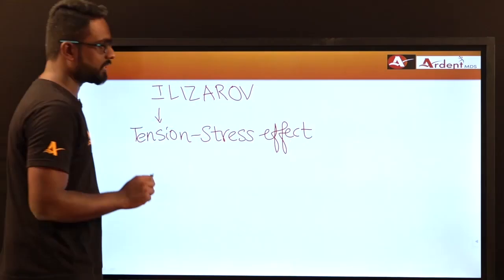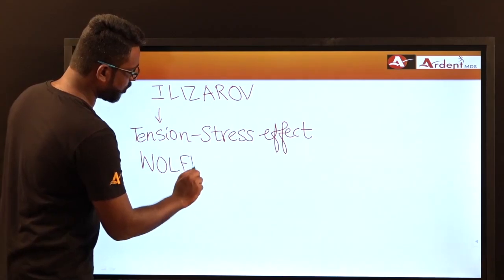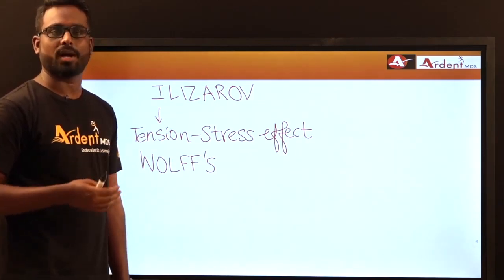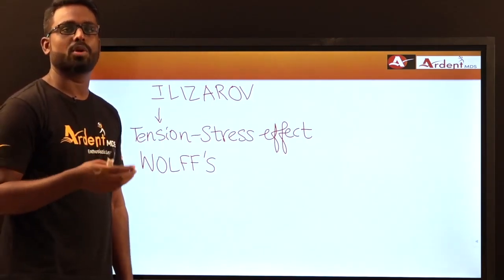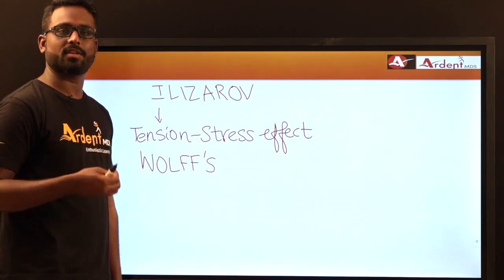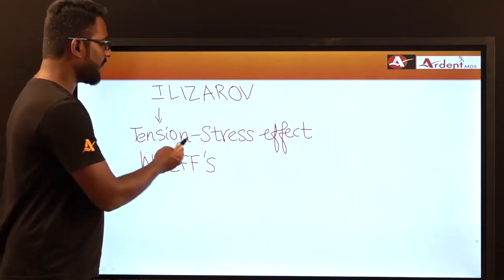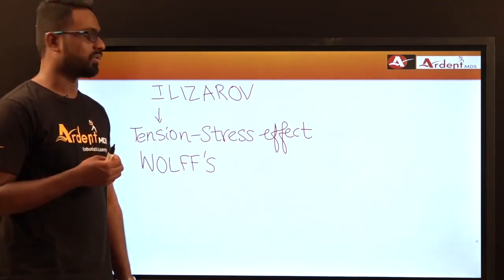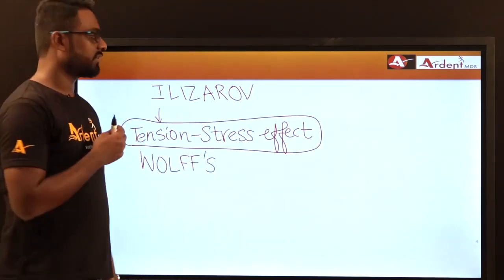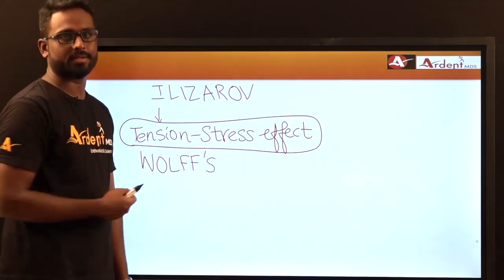To understand distraction osteogenesis, you should know about Wolff's law. What is Wolff's law? We all know whenever a bone is put under a certain amount of stress, the trabecular pattern of the bone alters and the bone modifies itself according to the tension in that area. That is, whenever a functional burden is placed, the trabecular pattern modifies itself according to that functional burden in that area, and that is the law behind the usage of distraction osteogenesis. The effect is known as tension stress effect. So Ilizarov is the father of distraction osteogenesis, and we know the mechanism behind it.